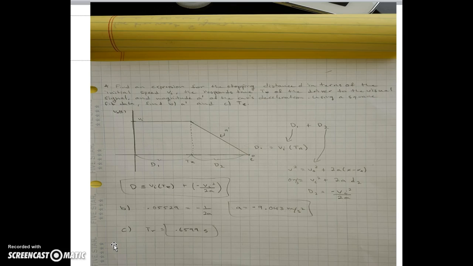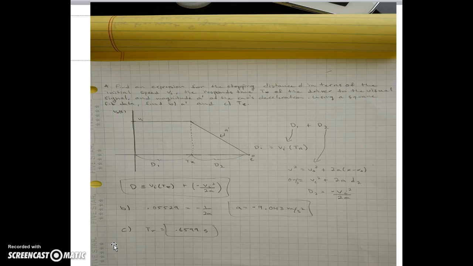In this problem we are trying to find an expression for the stopping distance d in terms of the initial speed vi, the response time tr of the driver to the visual signal, and the magnitude a' of the car's deceleration. Then, using a square fit of the data, we find a' and tr.